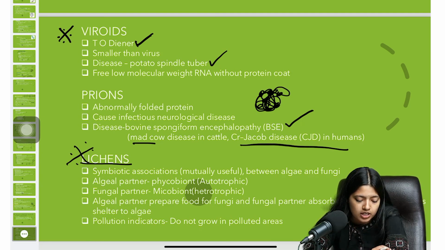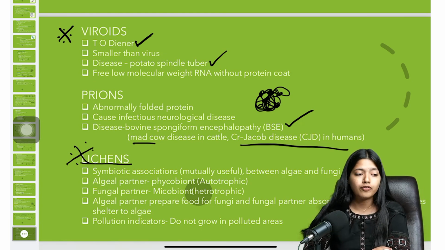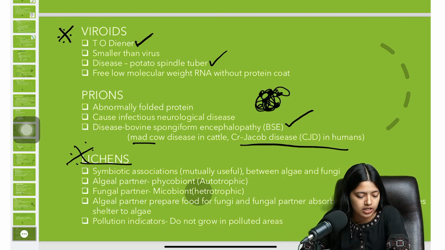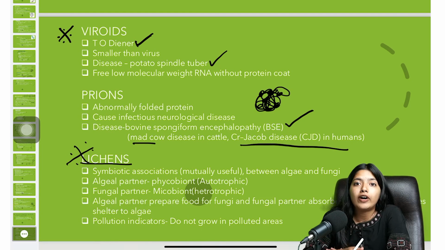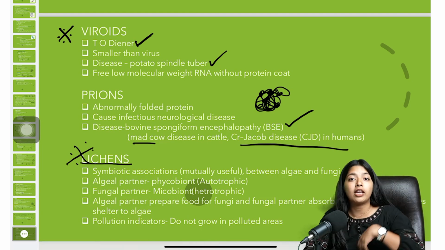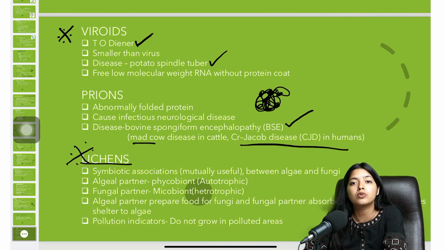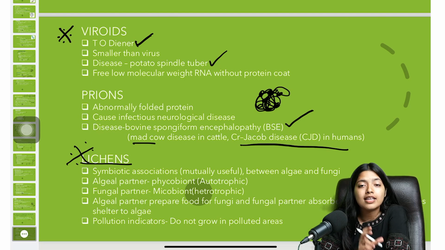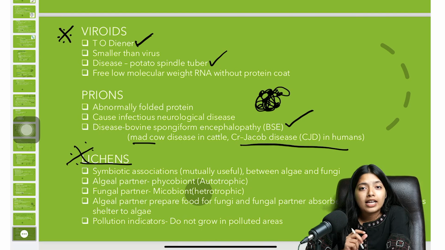Lichen is a symbiotic association between algae and fungi, a mutually useful association. Here the algal partner is known as phycobiont. Who is the algal partner? Phycobiont. I already said that phyco is a term used to indicate plants, algae, organisms like that. The fungal partner is known as mycobiont. So, the algal partner is phycobiont and the fungal partner is mycobiont.